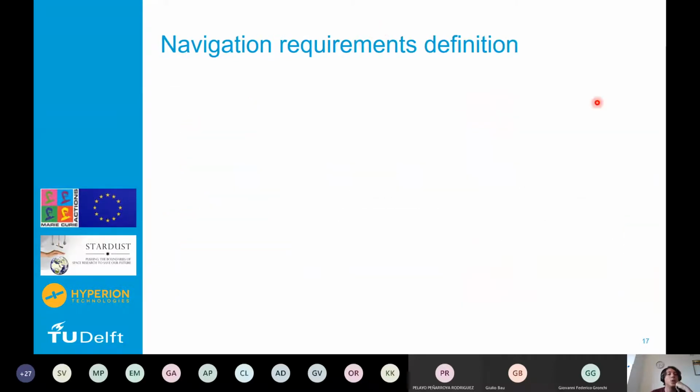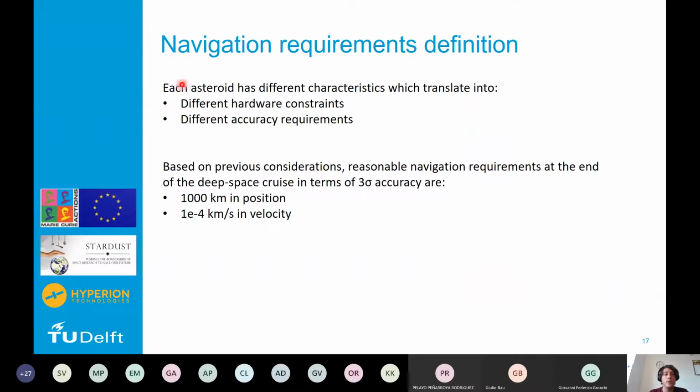So based on what I told you in the previous slide, it is important to define the navigation requirements. I see Giulio showing up, so I guess I have 10 minutes.